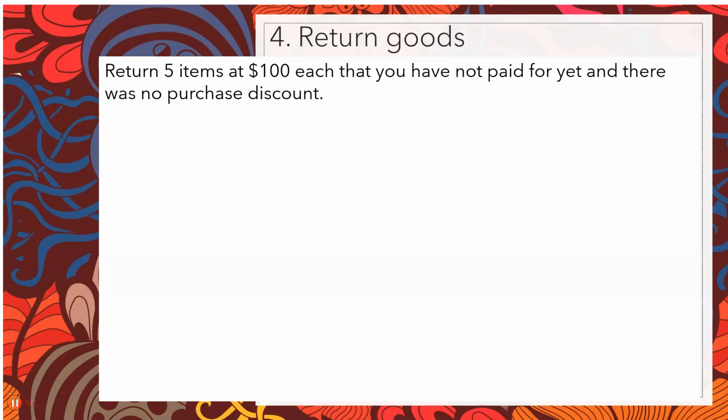Now, what happens when goods are returned? Say, for instance, 5 items at $100 each that you have not yet paid for, and there's no purchase discount. You've returned them. So what you're going to do is debit accounts payable, that's 5 times $100, and you're going to reduce your inventory.